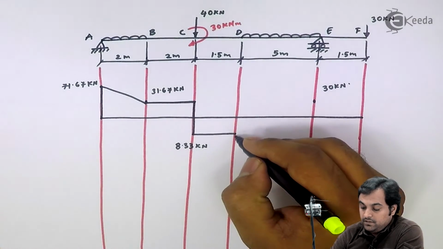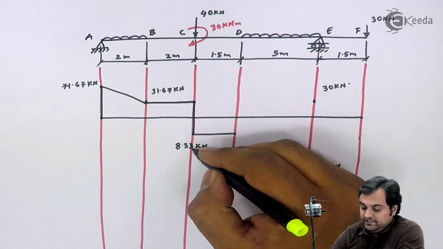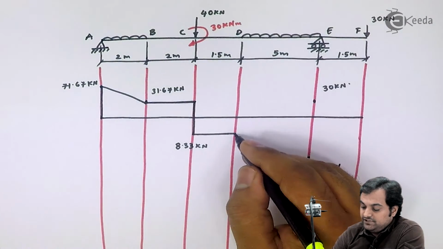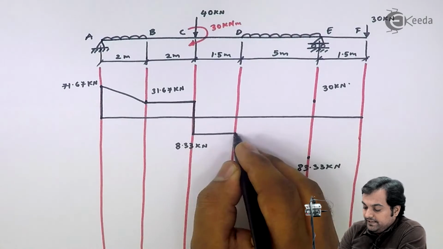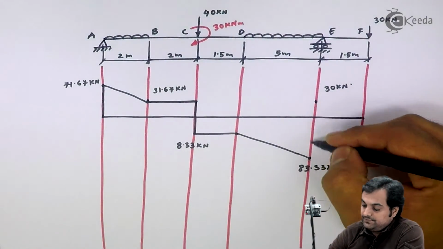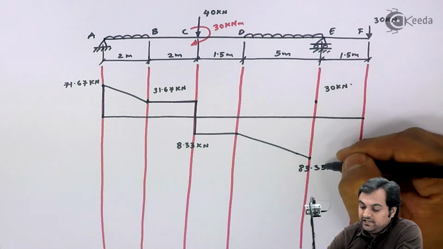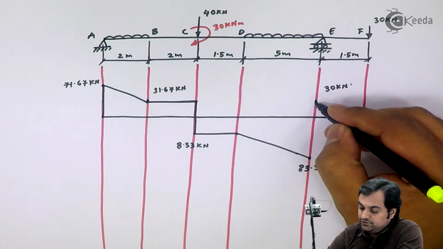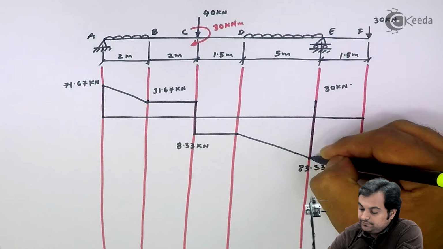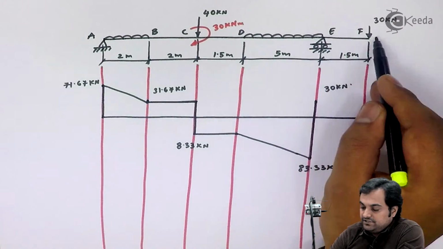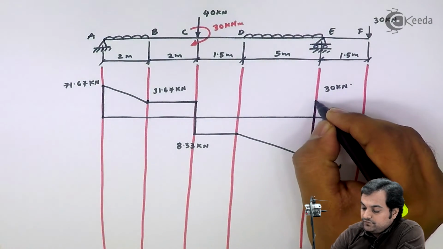Now we have reached up till here, that is 8.33 kilonewton at point D. From D to E there is UDL, so shear force will be an inclined line. Next, at E we are having two values, so from minus 83.33 it goes into plus 30 kilonewton, and between E to F, since there is no load, this shear force will remain constant.